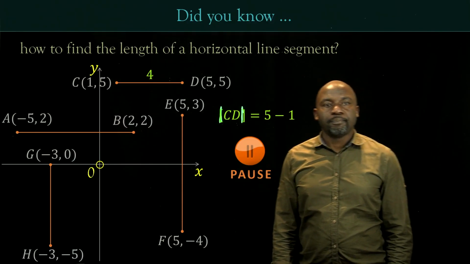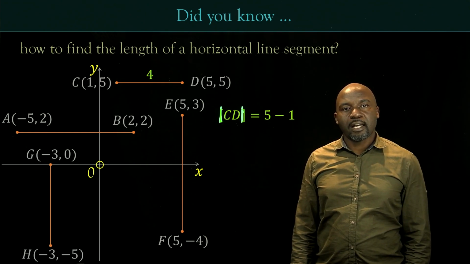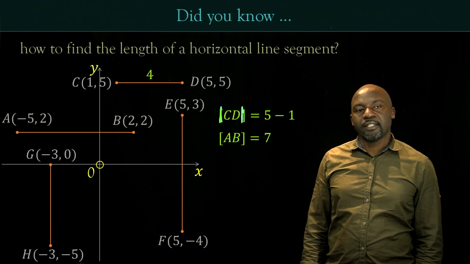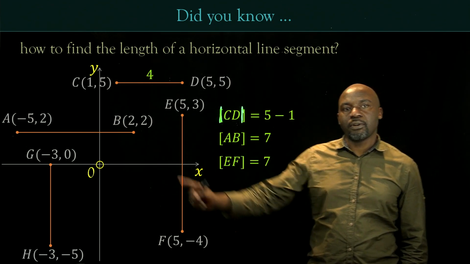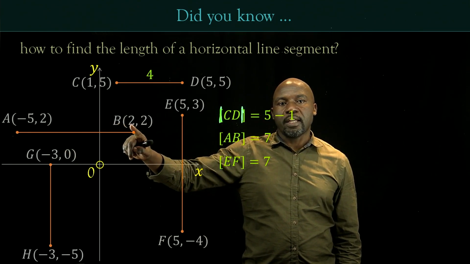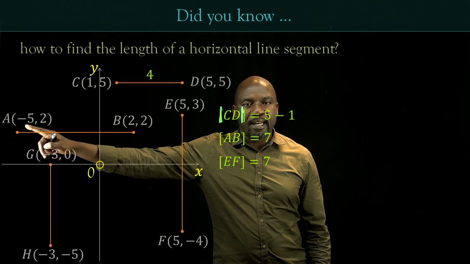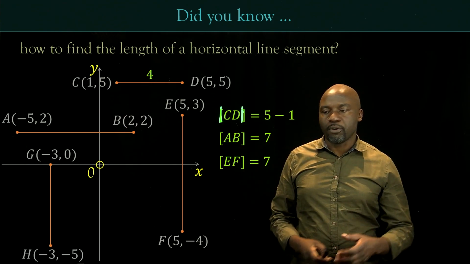Assuming you've done so, the length of the lines are as follows. The length of line AB is 7. The length of line EF is also 7. So AB should be 7 because we only need to take the x coordinates. So it's going to be 2 minus negative 5. So 2 minus negative 5 is going to be positive 7.